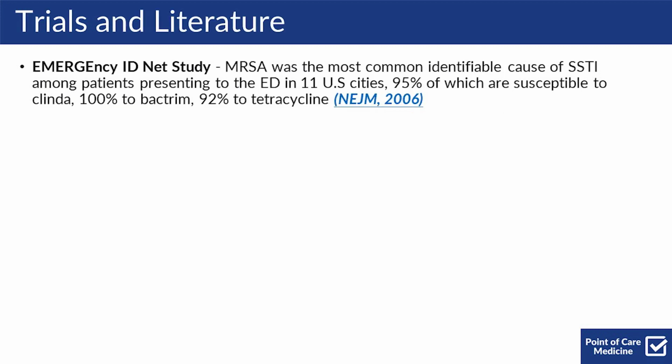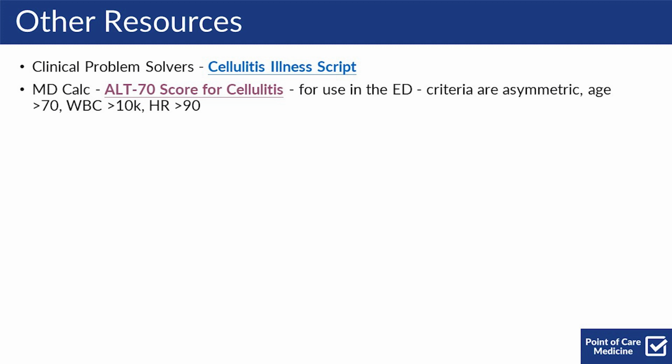The Emergency ID Net study suggested that MRSA was the most common identifiable cause of an SSTI among patients who present to the ED in 11 different U.S. cities. Among those patients, 95% of them were susceptible to clindamycin, 100% was susceptible to Bactrim, and 92% were susceptible to a cycline like tetracycline or doxycycline. You should consider the ALT-70 score for cellulitis. Things that will give you points making it more likely to be cellulitis and the need for inpatient treatment include asymmetric, age greater than 70, a white count over 10, and a heart rate over 90.